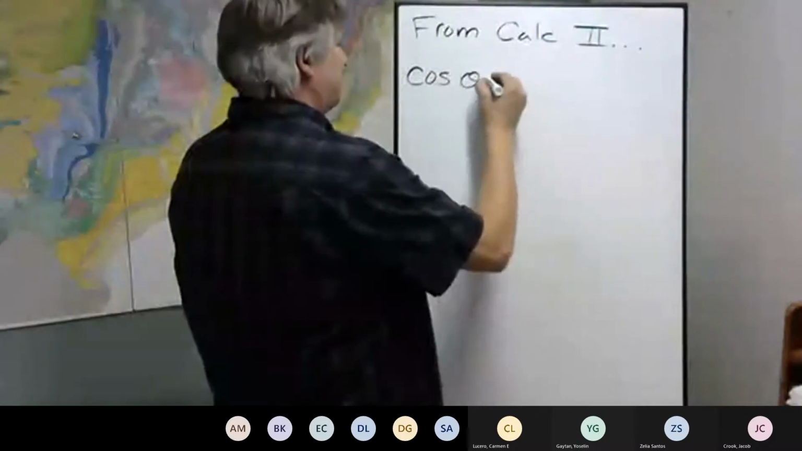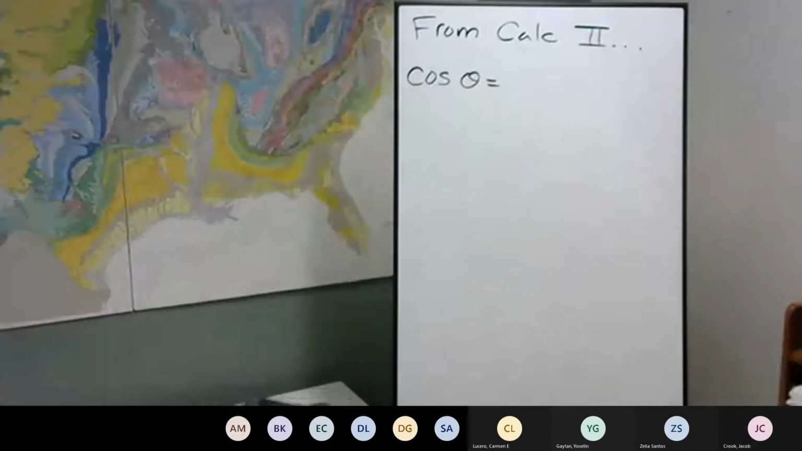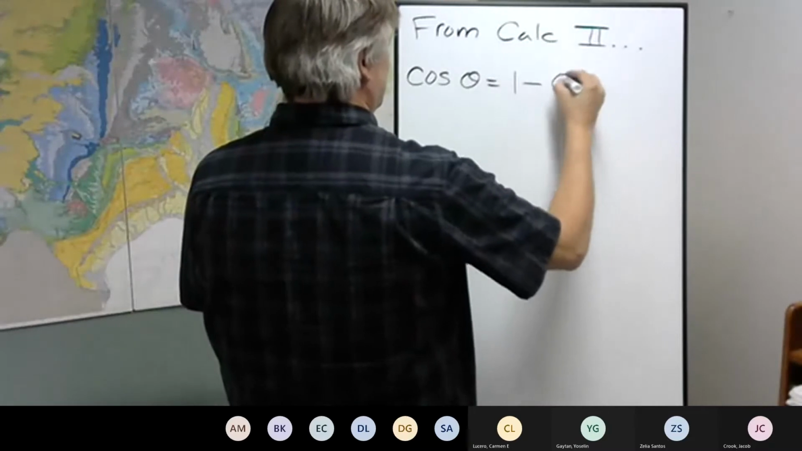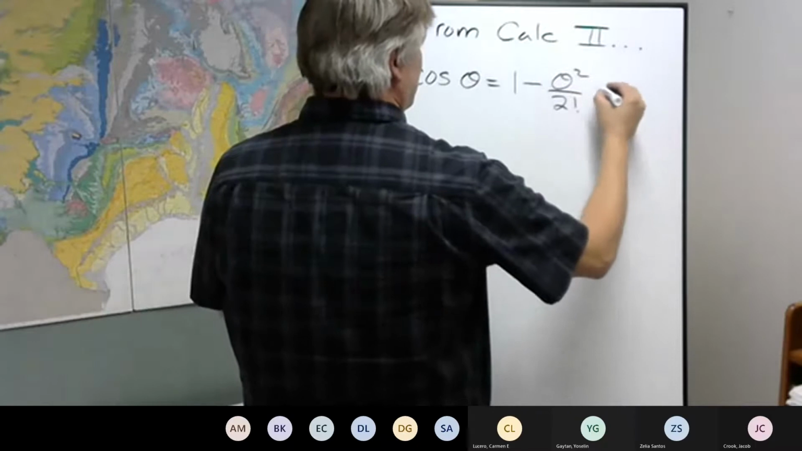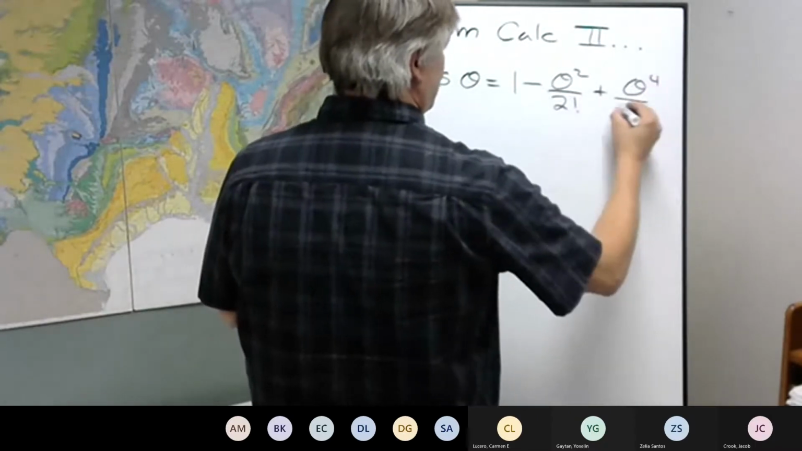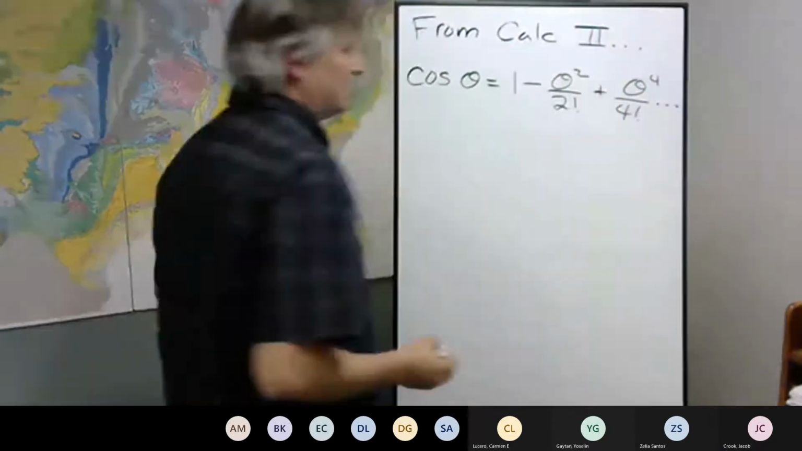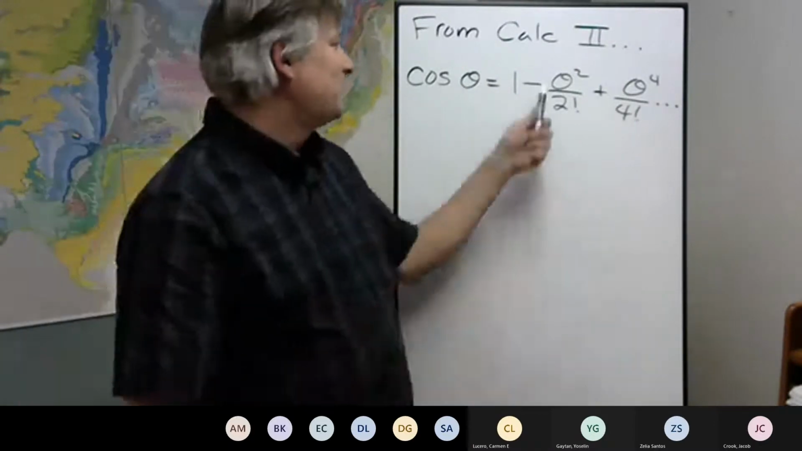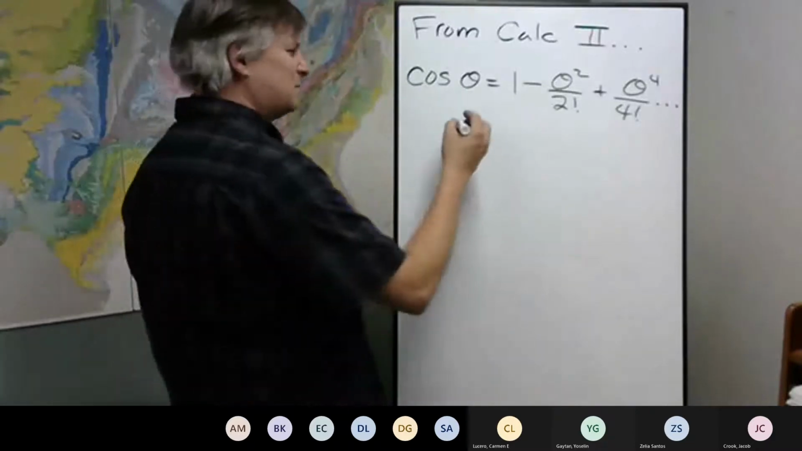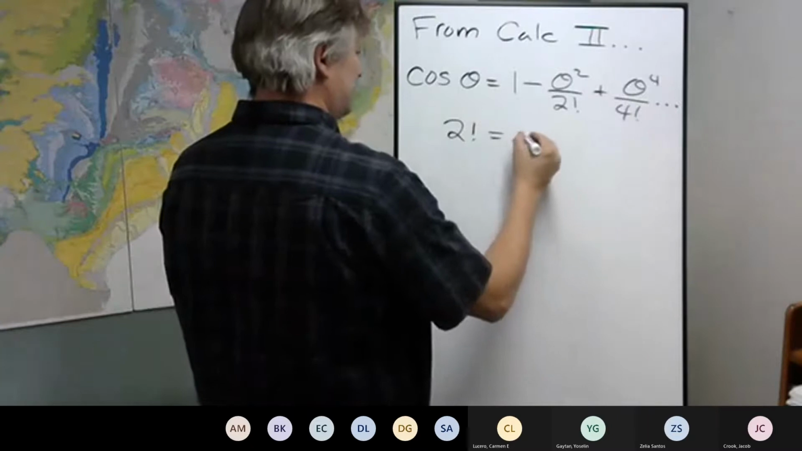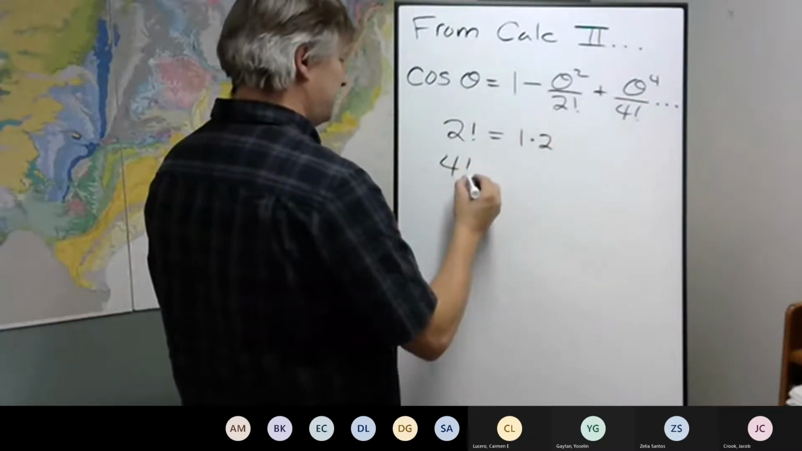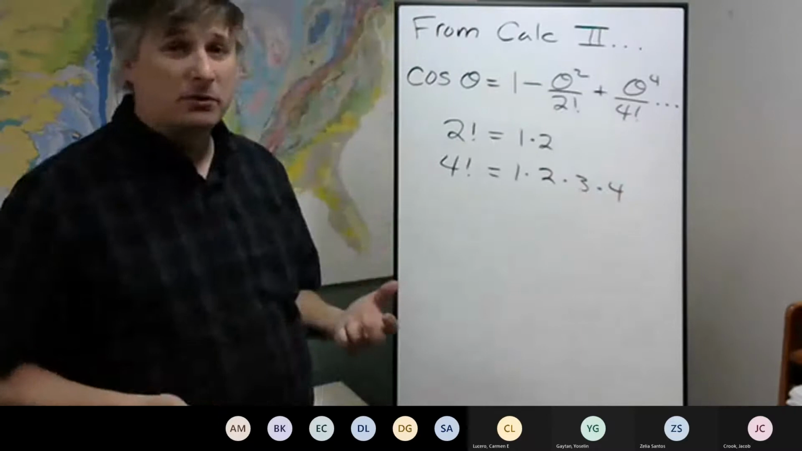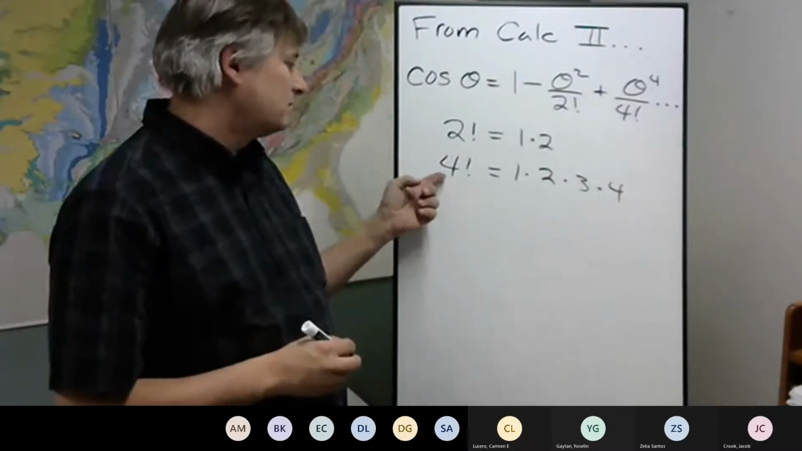The cosine of theta is going to be, and it's going to alternate on and on forever, so minus theta squared over 2 factorial. Now 2 factorial, maybe you haven't seen this before. 2 factorial is 1 times 2. 4 factorial is 1 times 2 times 3 times 4. That's what factorial means. You just multiply all the numbers from 1 up to that.